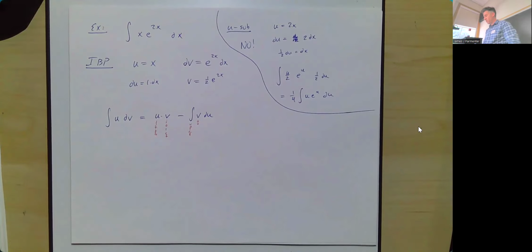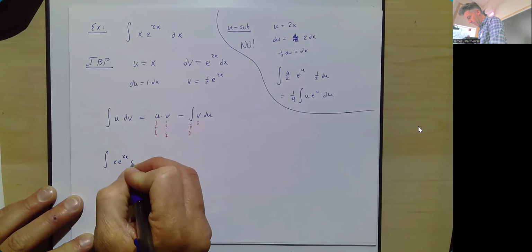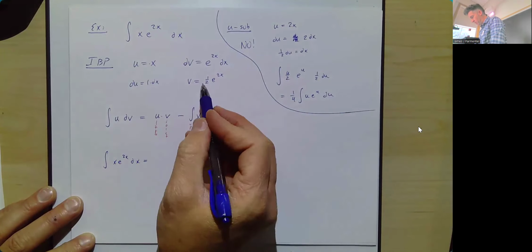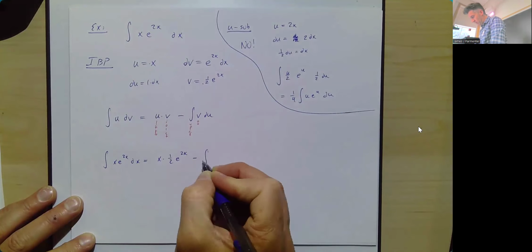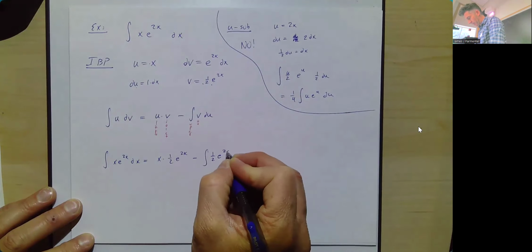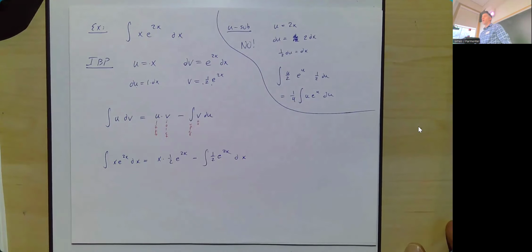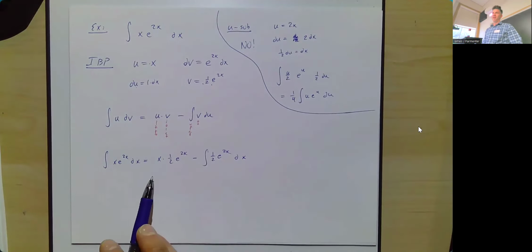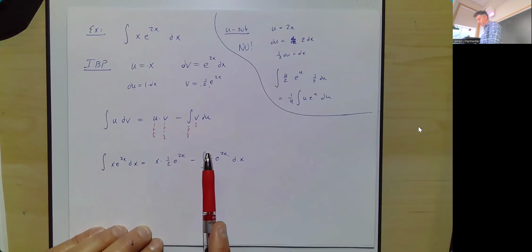So then, actually writing out what we have, the integral of x e to the 2x dx is equal to u times v, so x times 1/2 e to the 2x, minus the integral of v du, 1/2 e to the 2x dx. A lot of the times I would bring this 1/2 out in front, but it's not super important here because we can just imagine it being out in front.